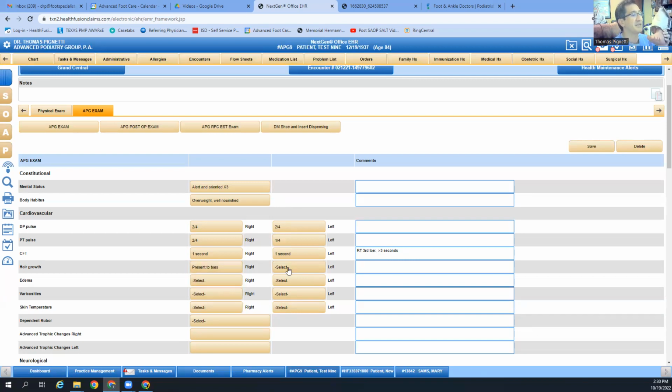If it's present, if there's abundant hair, it's present. If it's absent, there's no hair. If there's just a couple of strands, then we see decreased hair.